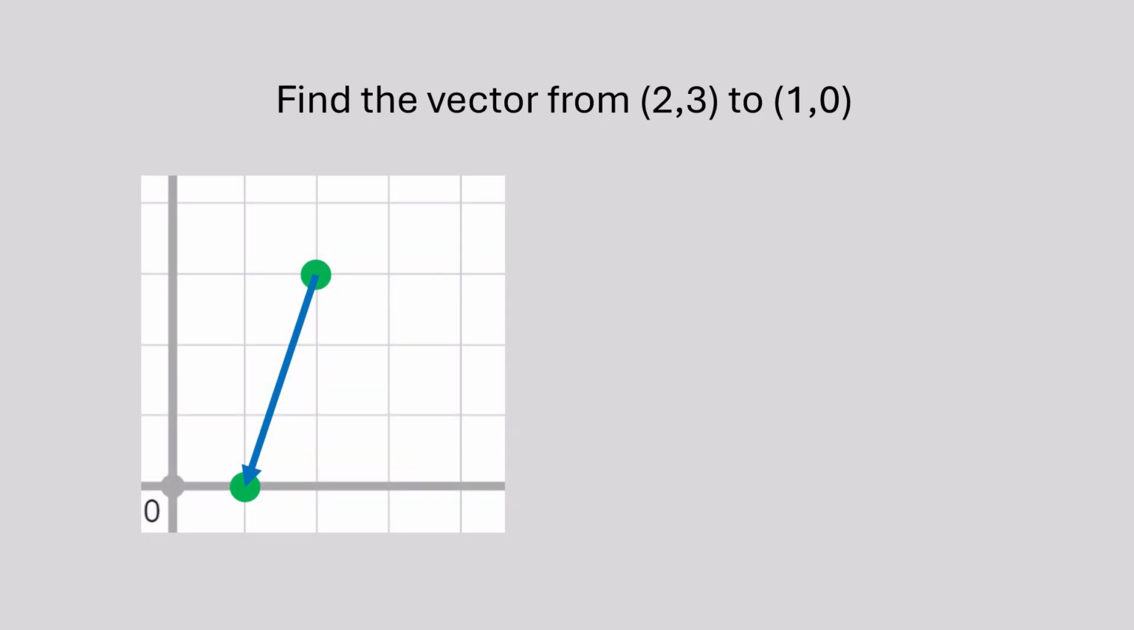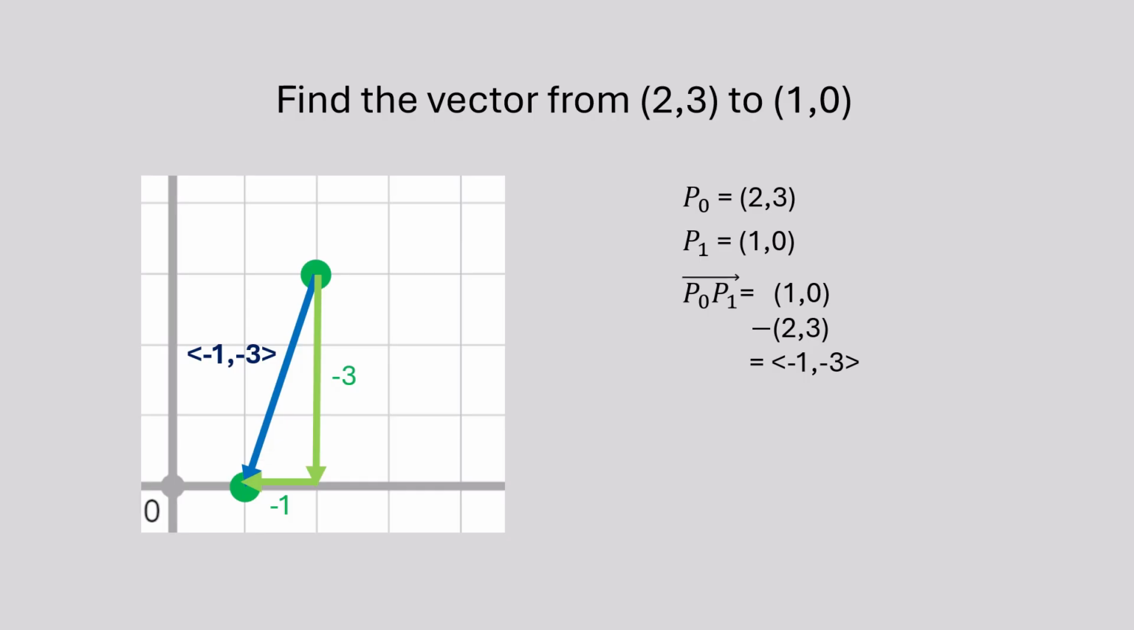First, let's graph the points. We can get the vector graphically by seeing the change in the x and y components. Here the vector is going down 3 and left 1, so the vector will be <-1, -3>. We can also calculate the vector by subtracting the initial point from the terminal point. And if we do it like this, we also get <-1, -3>.